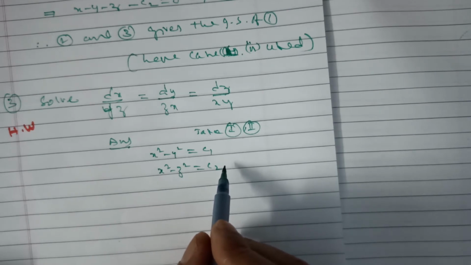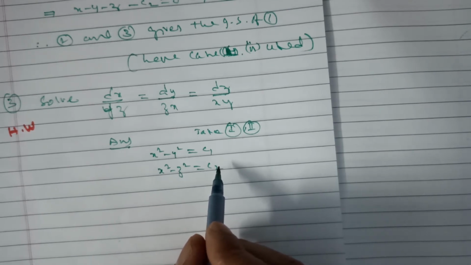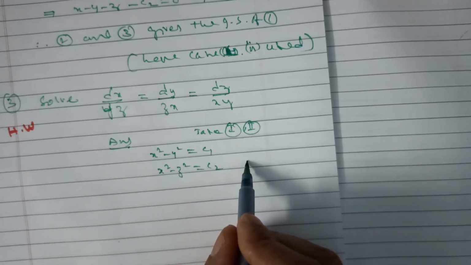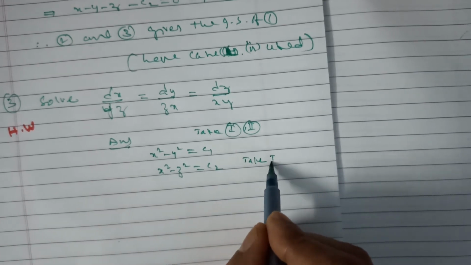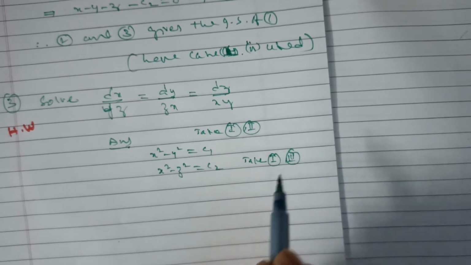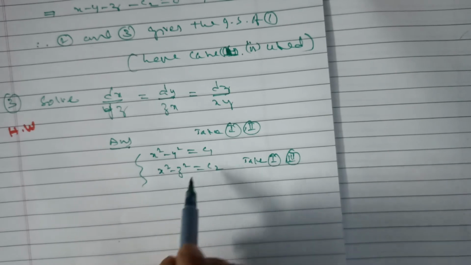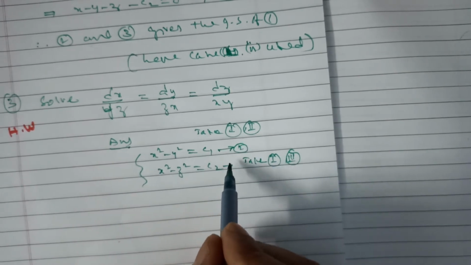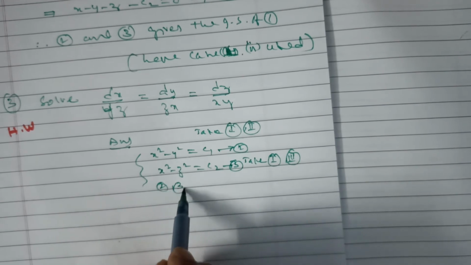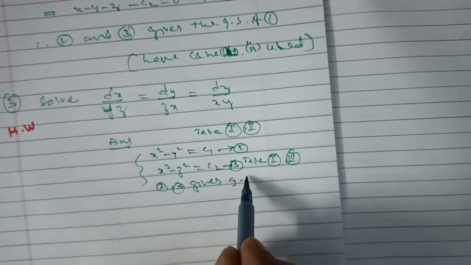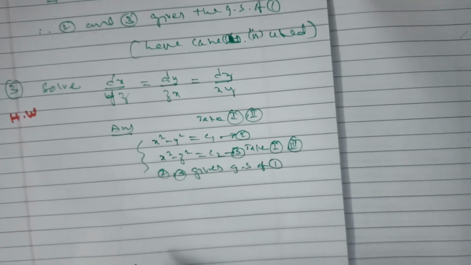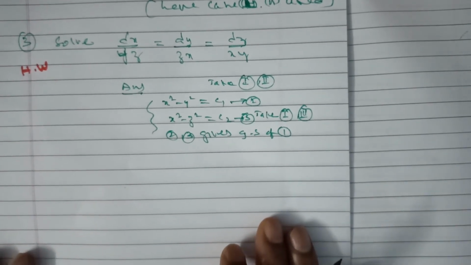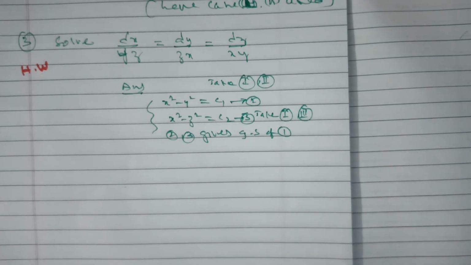This is from Roman 1, 3. Take Roman 1, Roman 3. So these are two equations. Suppose these are 2 and 3. Then 2, 3 gives the general solution of the given system. So this problem you can do easily like this. These are the given differential equations, particularly the simultaneous differential equations in different forms, but in 3 variables.